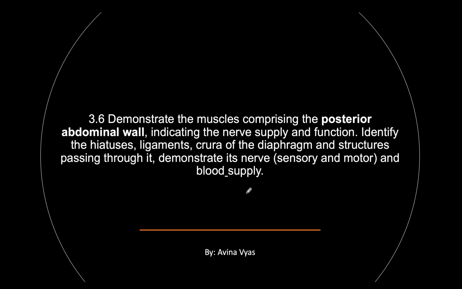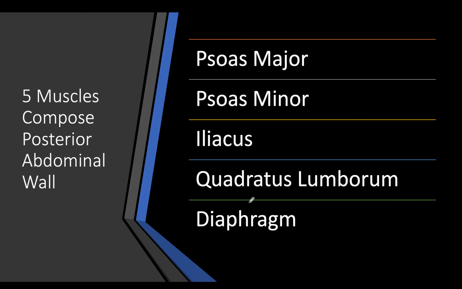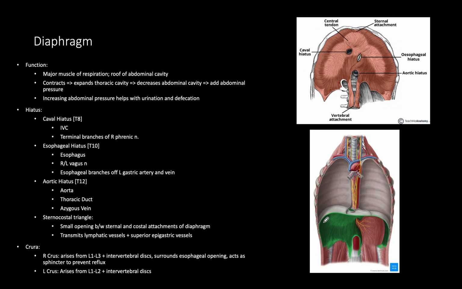Today we're going to be talking about the muscles that comprise the posterior abdominal wall. There are 5 muscles: psoas major, psoas minor, iliacus, quadratus lumborum, and diaphragm. We're going to be talking about the diaphragm in detail today. The diaphragm creates the roof of the abdominal cavity.